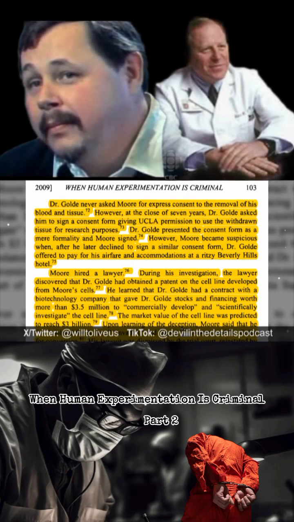Dr. Gold never asked Moore for express consent to the removal of his blood and tissue. However, at the close of 7 years, Dr. Gold asked him to sign a consent form giving UCLA permission to use the withdrawn tissue for research purposes. Dr. Gold presented the consent form as a mere formality, and Moore signed.